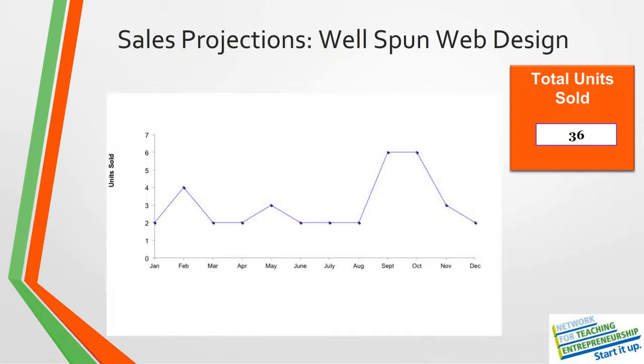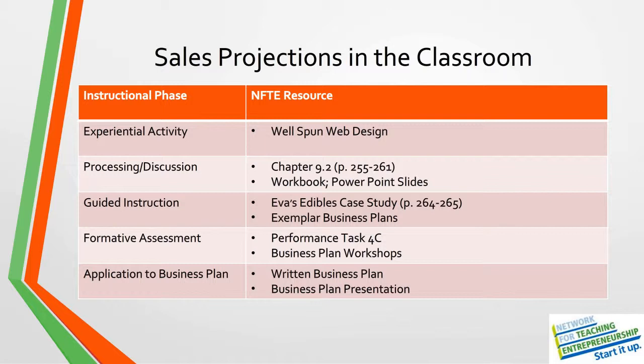Based on her time to market and experience from the first year, she feels confident that she can sell 36 units. Remember that the sales estimates, like the business plan, are iterative, and Charlotte can come back at any time and revisit her sales projections and assumptions. Now that we've reviewed sales projections and assumptions, let's look at Nifty's instructional flow and how it all fits together.